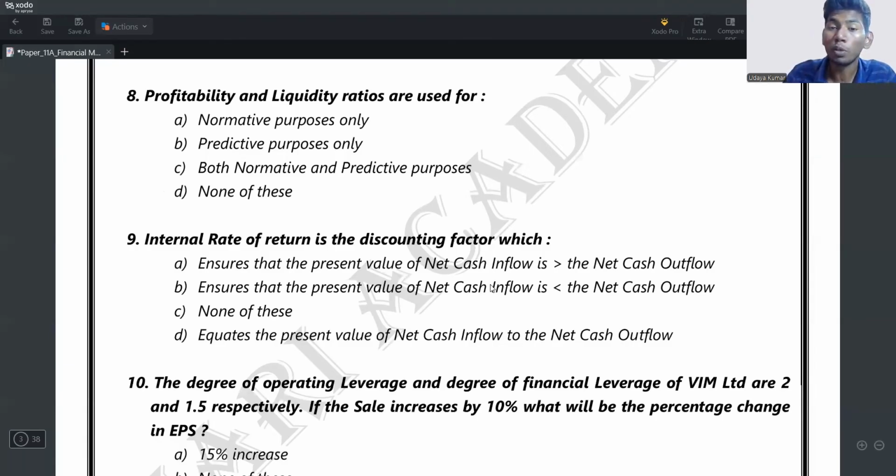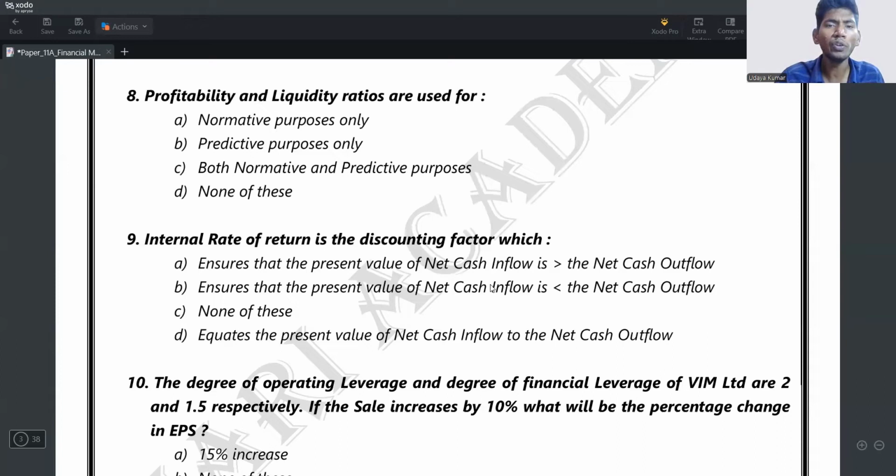So the normative purpose is that the ratios help assess how well a company is performing relative to industry standards, benchmarks, or internal targets. And the predictive purpose is that these ratios are also used to predict future financial outcomes, such as a company's ability to meet future obligations or generate profit. Profitability ratios like net profit margin and return on assets help in forecasting potential growth, returns to shareholders, and the company's financial stability in the future. So the answer would be both normative and predictive purposes.